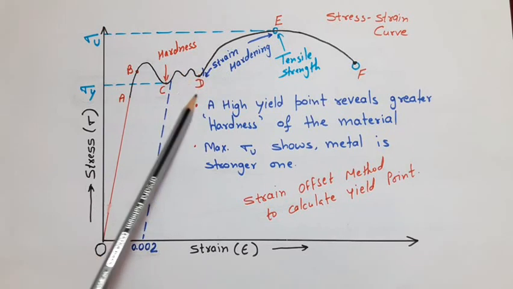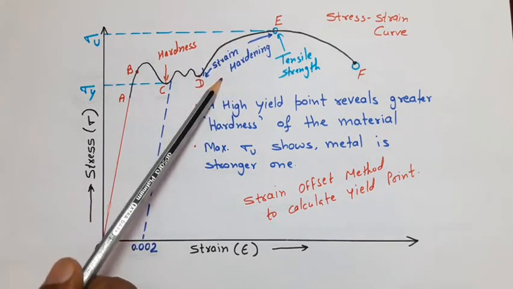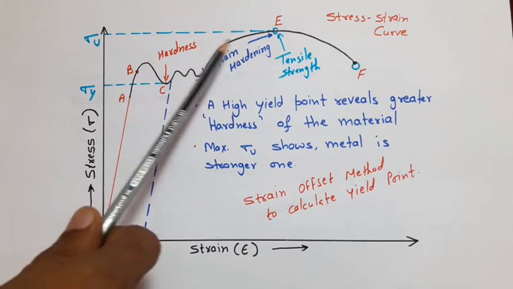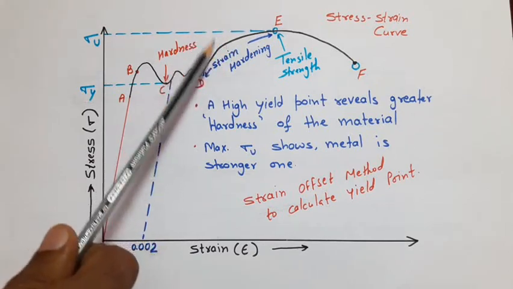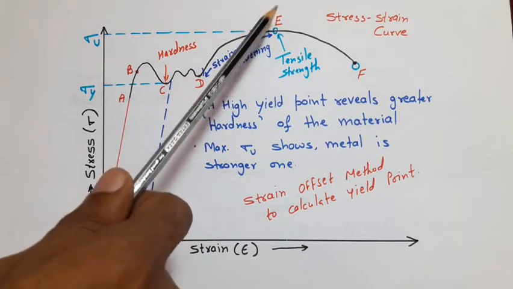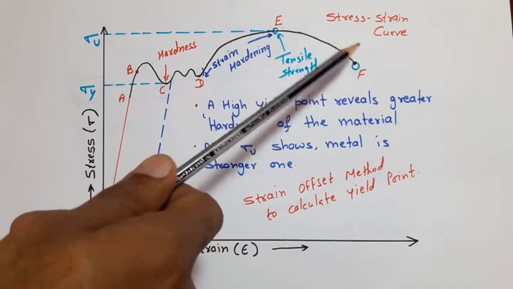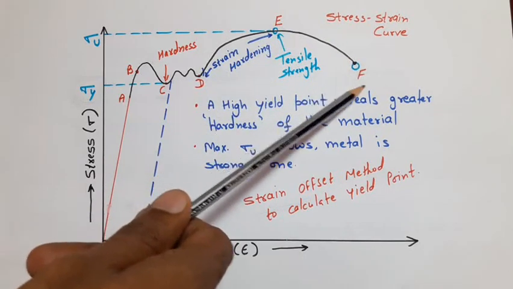Then after point D, the strain hardening region starts, meaning this much strain is required for the strain hardening process. The strain hardening region exists up to the ultimate stress point E, and after point E, stress starts to decrease again until it reaches the fracture point.